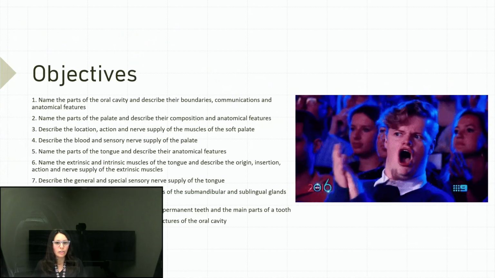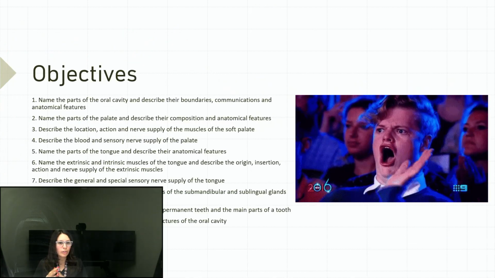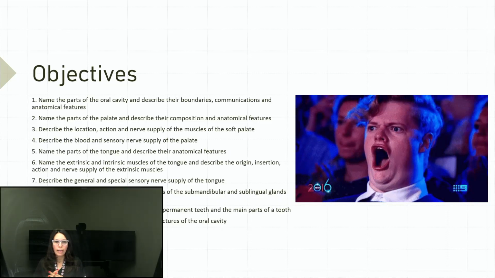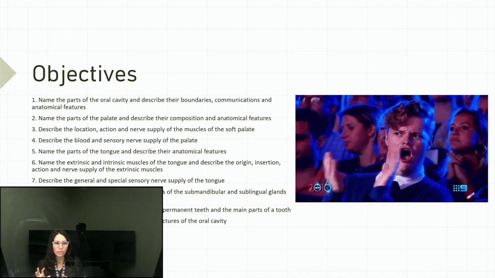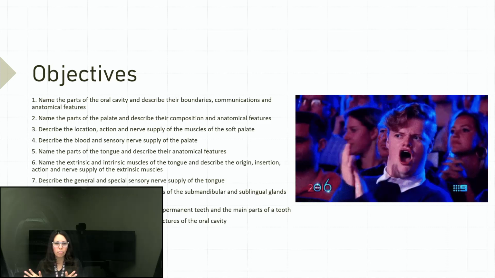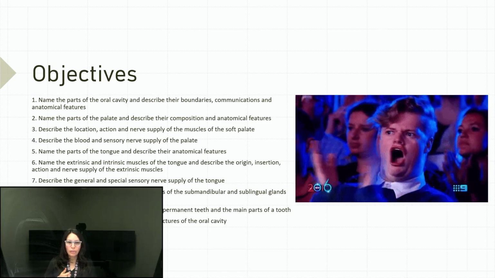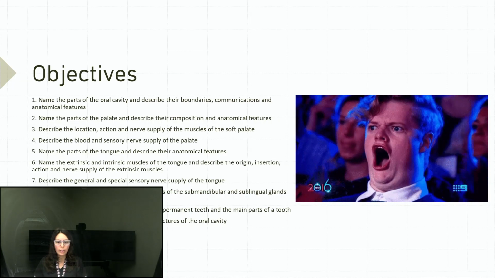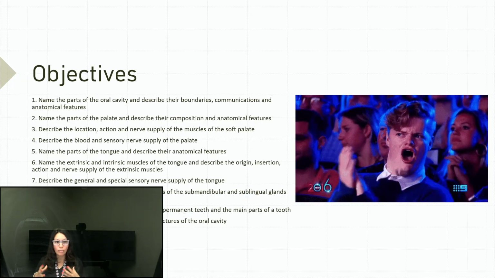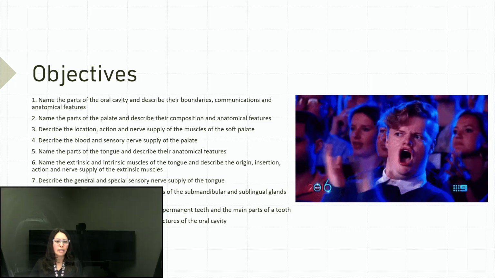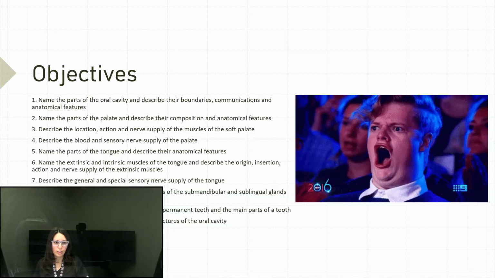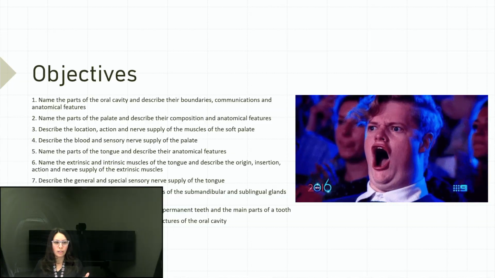So we are going to go over the oral cavity, boundaries, communications. We're going to talk about the palate, the location, action, and nerve supply of the muscles in the soft palate. We're also going to talk about blood supply and sensory innervation. And then in the next video, we're going to talk about the tongue and its anatomical features. And then after that, we're going to go over some other special sensory innervations, submandibular glands, etc.